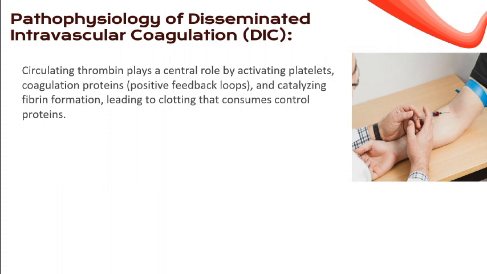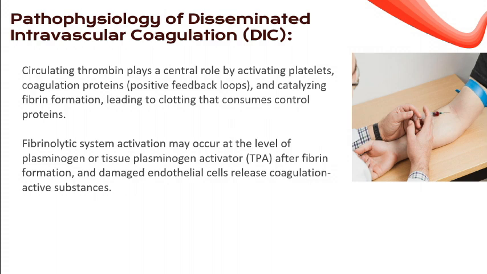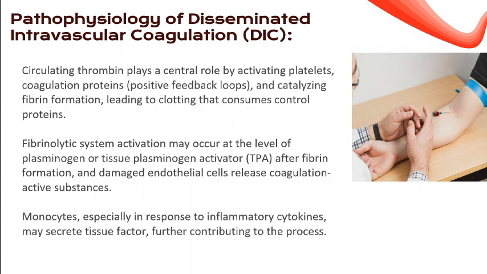But that's not all. The fibrinolytic system, responsible for breaking down clots, joins the party. It can activate at the level of plasminogen or tissue plasminogen activator, TPA, after fibrin formation. Damaged endothelial cells release coagulation-active substances, adding more complexity to the process. And here come the monocytes. Responding to inflammatory cytokines, they secrete tissue factor, contributing even more to the drama. This intricate dance of factors sets the stage for what happens next.